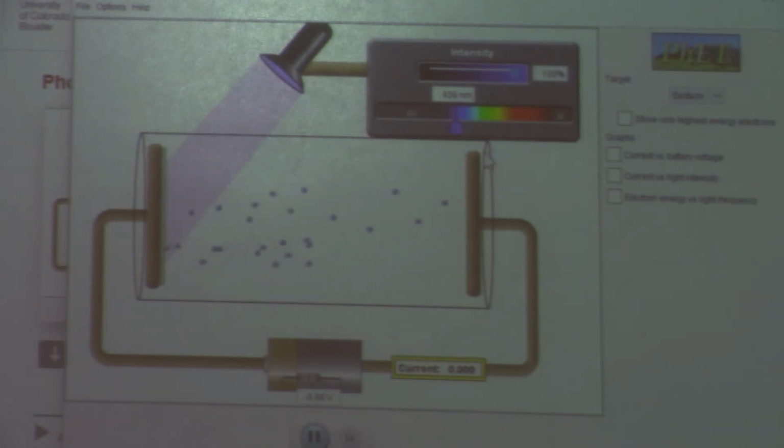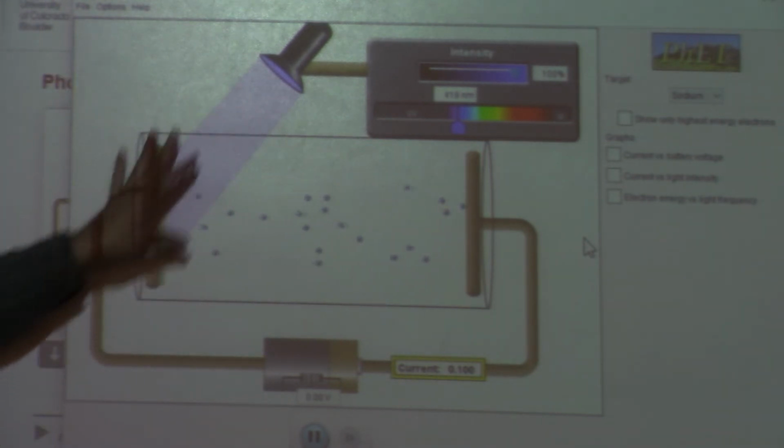Now we're going down to number 19. We're going to set the voltage back to 0 and the wavelength to 419. Intensity still 100%. Okay? So now this is kind of the calculation portion of the stage. You're going to calculate the velocity of the electrons. So what you're going to do is know the energy that they have coming in. So you know this part.